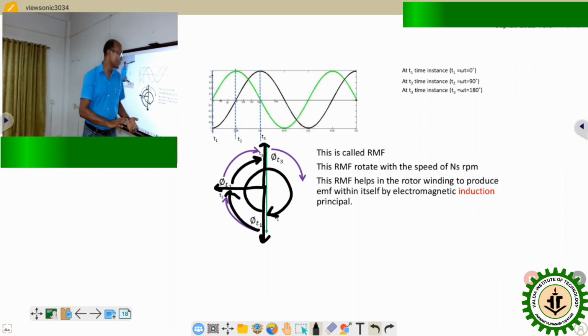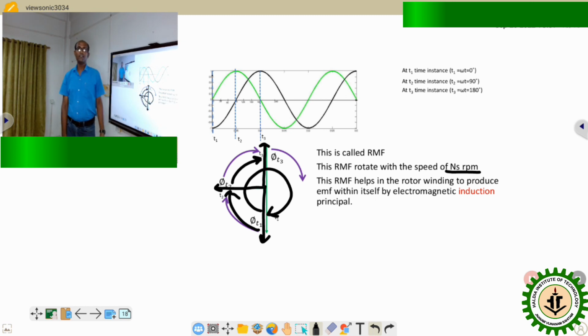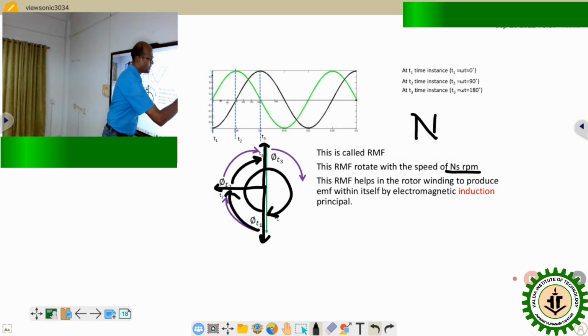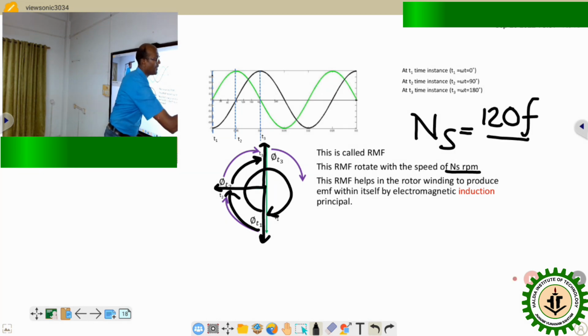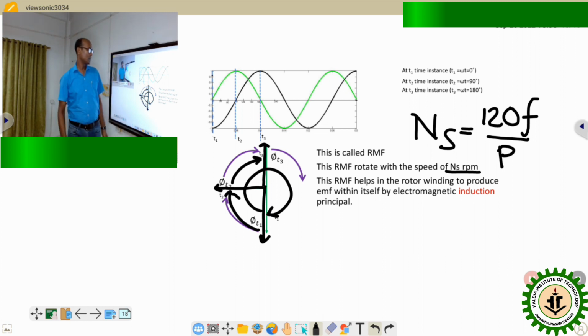Okay, so for that rotating magnetic field in the two-phase system, a speed is continuously generated, and the expression is Ns, the synchronous speed, equal to 120 f by P, like the first case. And because of that magnetic field, there will be electromagnetic induction, the rotor will experience a force, and it continues to rotate in that direction according to the electromagnetic induction principle. So this much.